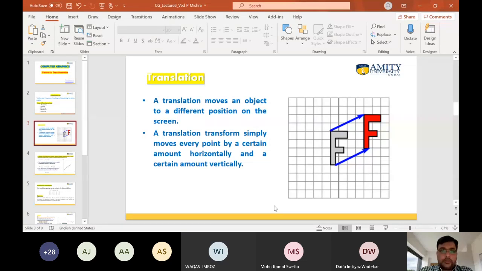So the definition of translation can be: a translation moves an object to a different position on the screen, and a translation moves every point by a certain amount horizontally and a certain amount vertically. Suppose you have some coordinate or pixel position; for any diagram, you will be moving that pixel position from one place to another.